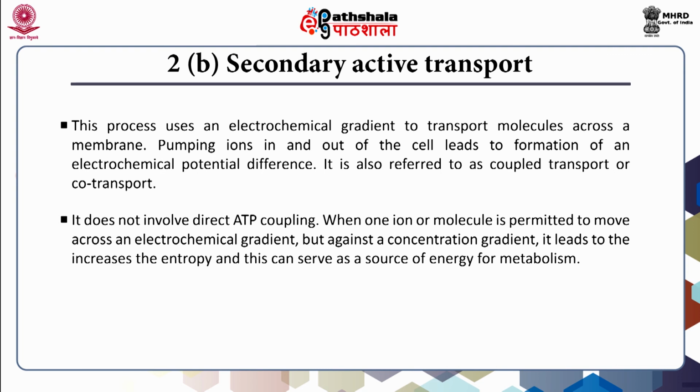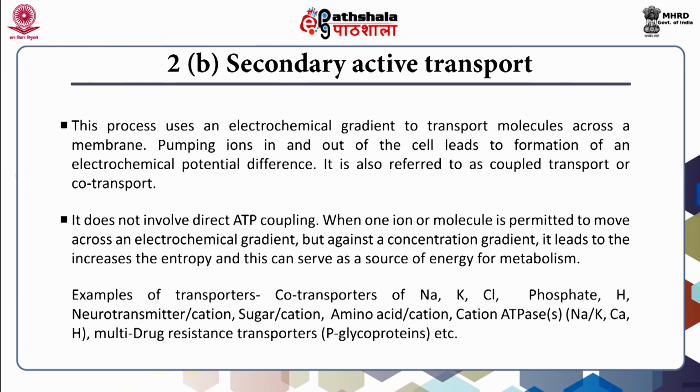When one ion or molecule is permitted to move across an electrochemical gradient but against a concentration gradient, it leads to an increase in entropy, and this can serve as a source of energy for metabolism. Examples of this kind of transporters are co-transporters of sodium, potassium, chloride, phosphate and hydrogen, neurotransmitter cation, sugar cation or amino acid cation, cation ATPases and multi-drug resistant transporters.